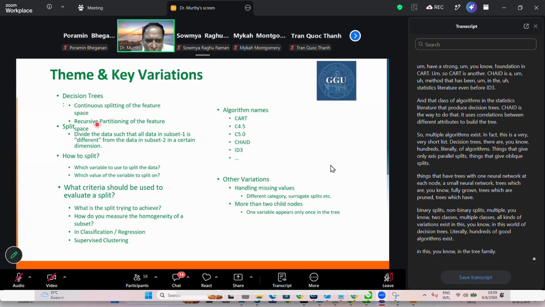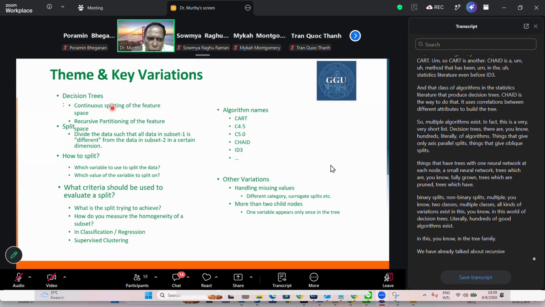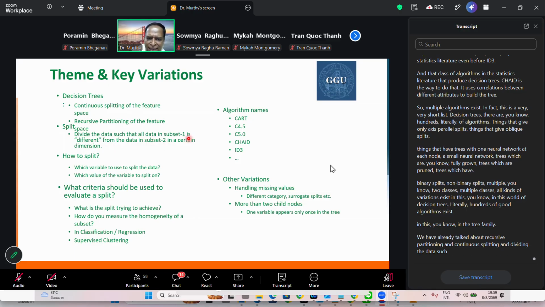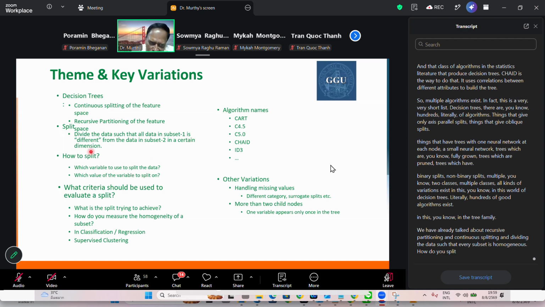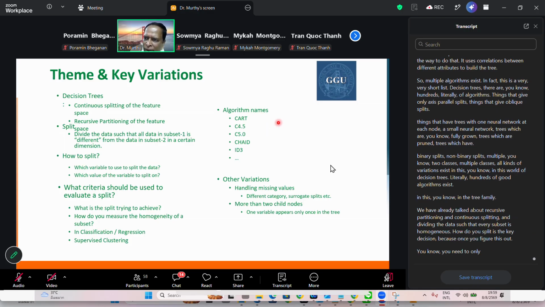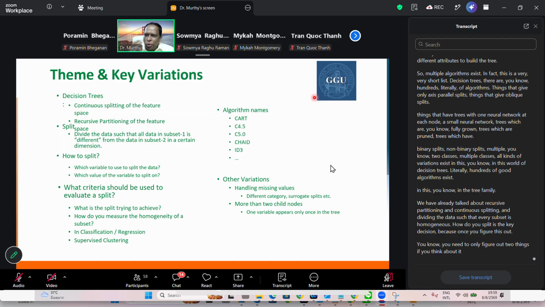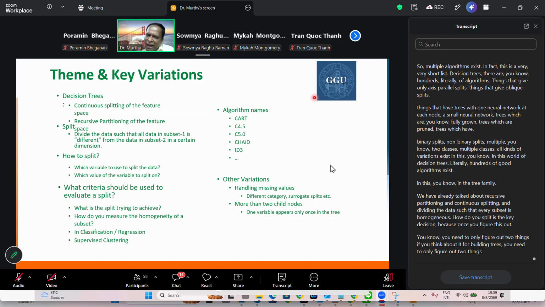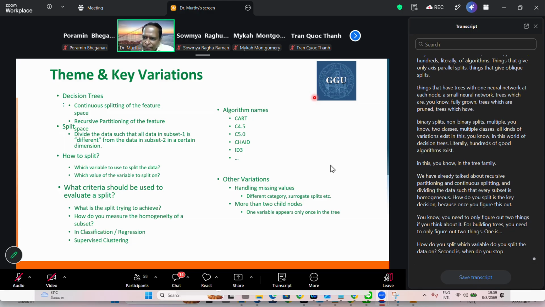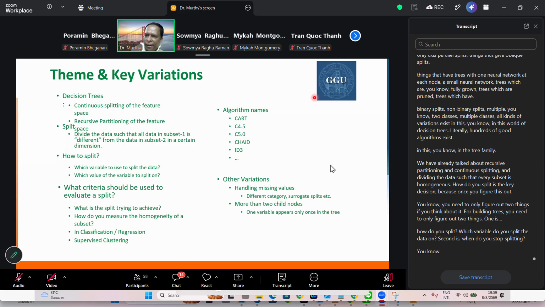We have already talked about recursive partitioning and continuous splitting, and dividing the data such that every subset is homogeneous. How you split is the key decision, because once you figure this out, you need to only figure out two things. If you think about it, for building trees, you need to only figure out two things. One is, how do you split? Which variable do you split the data on? Second is, when do you stop splitting? How much impurity is okay?